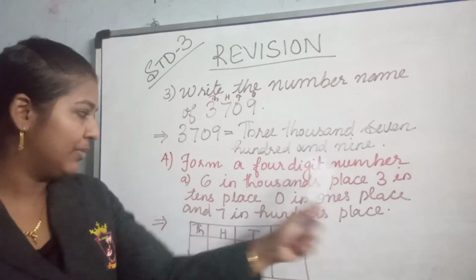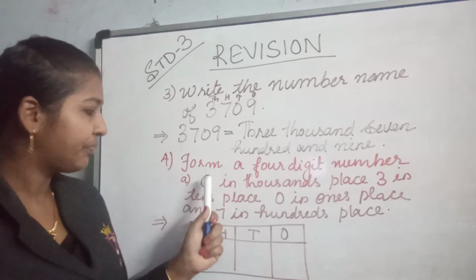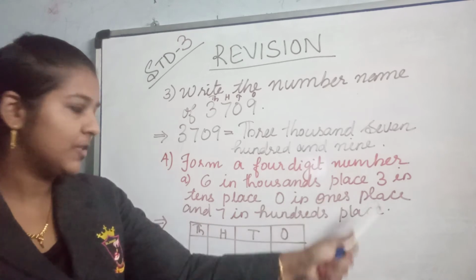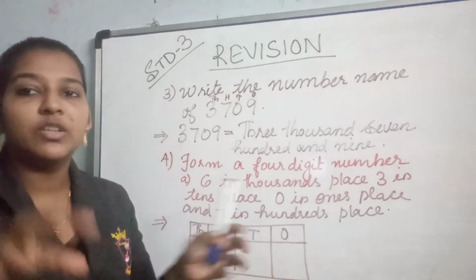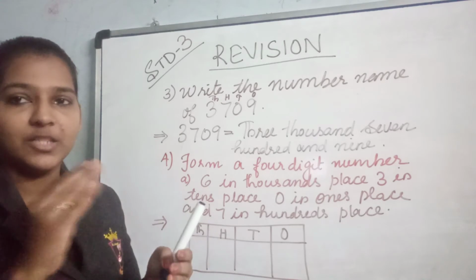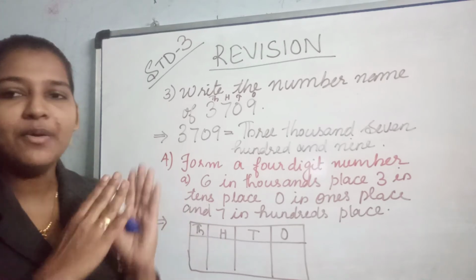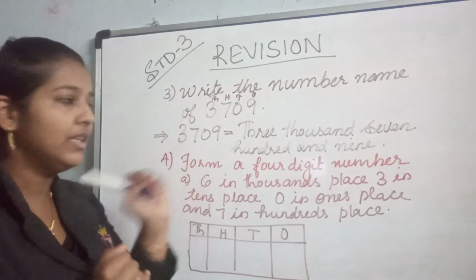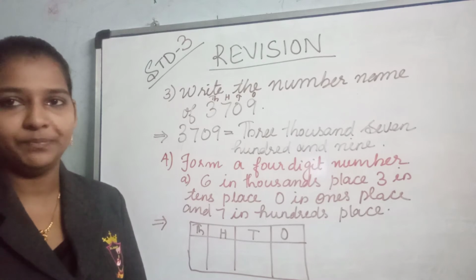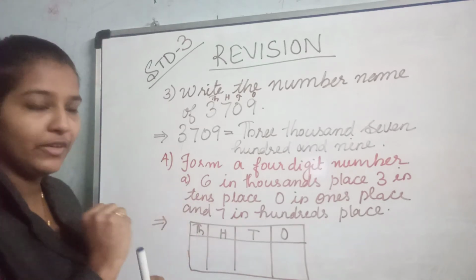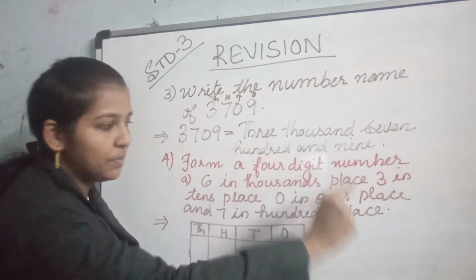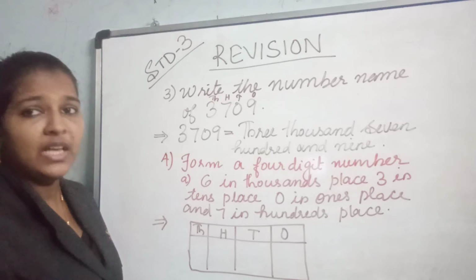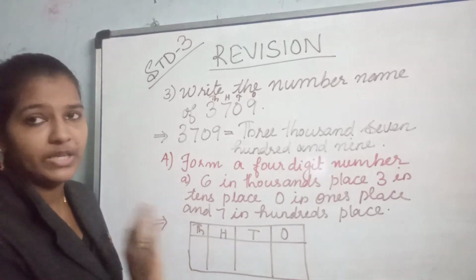Form a 4-digit number: 6 in thousands place, 3 in tens place, 0 in ones place and 7 in hundreds place. So, the places and the corresponding numbers are given, and you have to arrange them in the specific order and then find out the number. You form that number. Got it? So, first read the question carefully. To answer this question, you can draw a place value chart first. Then you can arrange the given numbers according to the places.